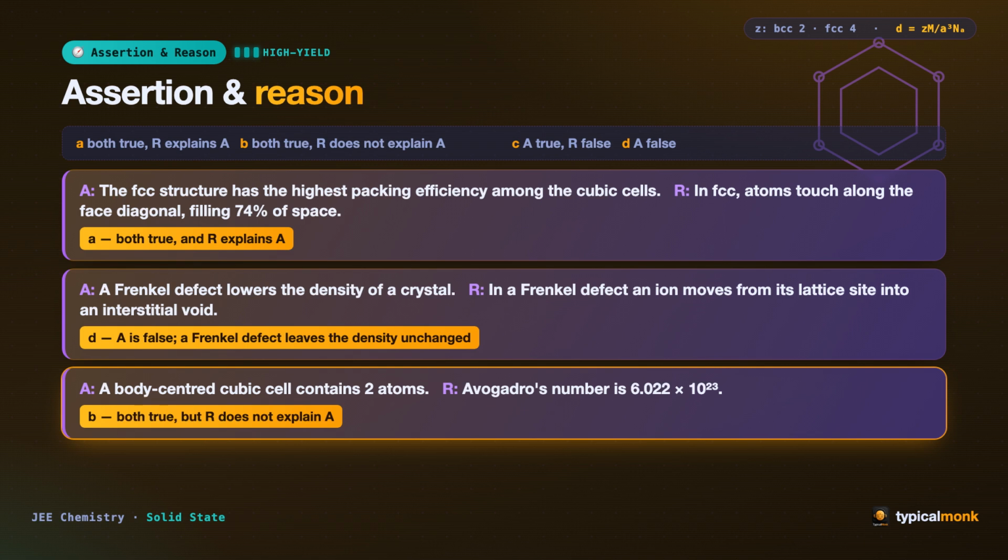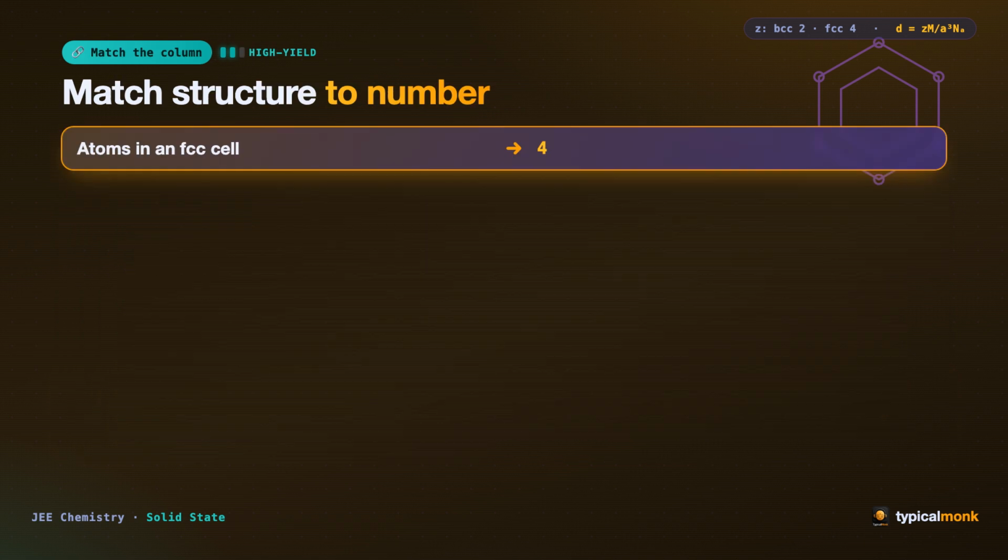Third pair. Assertion, a body-centered cubic cell contains 2 atoms. Reason, Avogadro's number is 6.022 times 10 to the 23. Both are true, but Avogadro's number has nothing to do with counting the 2 atoms in the cell. So the reason does not explain the assertion. The answer is B.